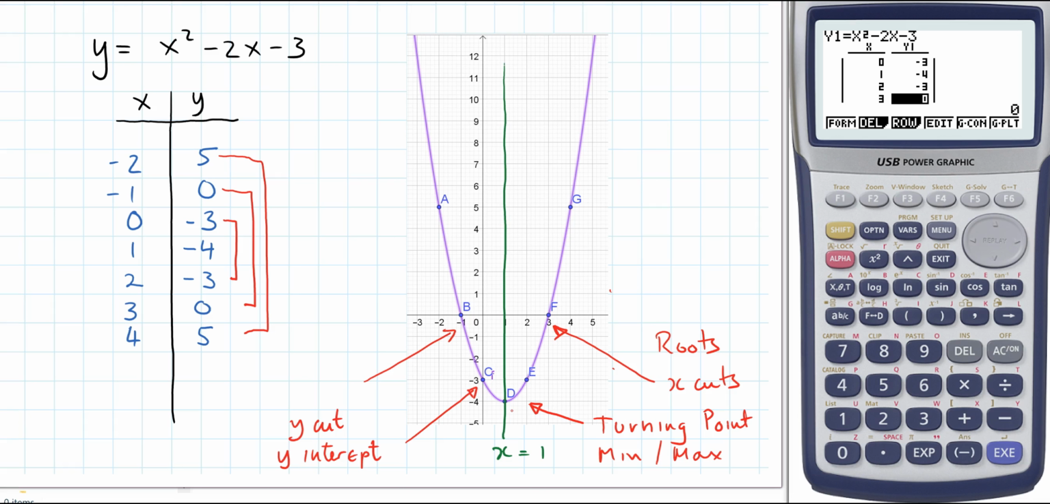So those are the key features or points that we need to get from the parabola when we're drawing it, and we can get those points drawn by using the table function on the graphics calculator to draw the graph for you. So we will talk about features of the parabolas in a later video, but this is just a basics introduction to parabolas so that you can see what the shape of the graph looks like.